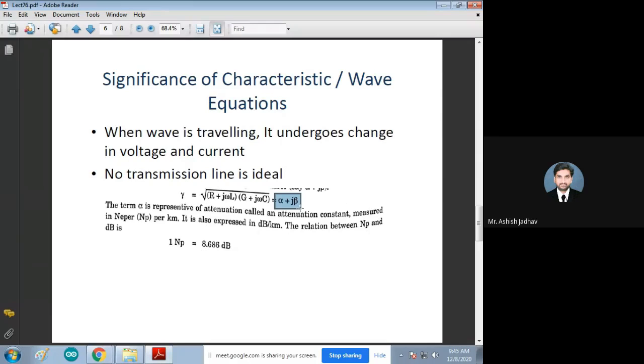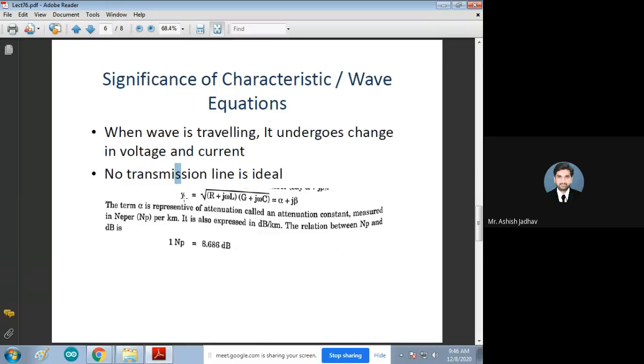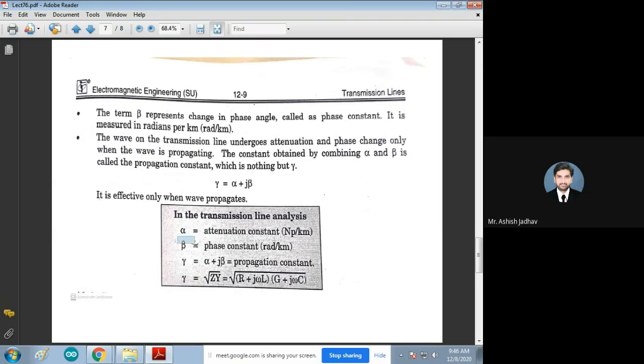Right. And what is beta? Gamma is equal to alpha plus j beta. This is what we have written. So gamma is the propagation constant, alpha is the attenuation constant, and beta is the phase constant.